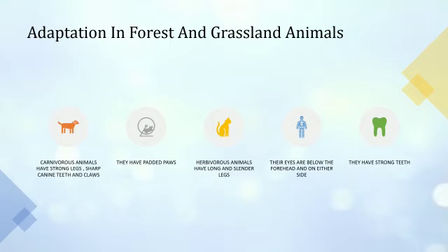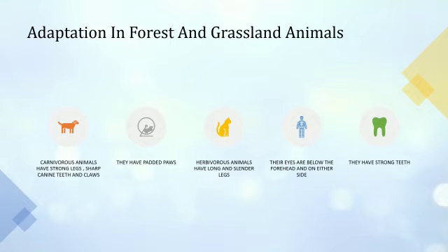Now let us study about adaptations in forest and grassland animals. First is carnivorous animals. Carnivorous animals hunt and eat other animals. They have strong legs so that they can run fast and capture their prey. They have claws and sharp canine teeth so that they can tear the flesh of their prey. The paws of a tiger are padded or cushion-like so that they can silently stalk and attack their prey. Their eyes are located in front of their heads.